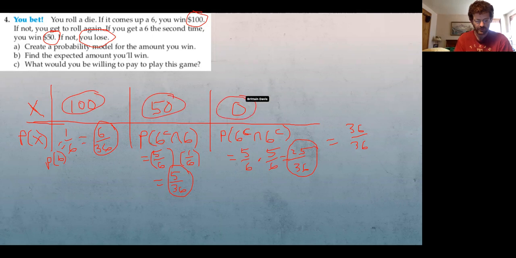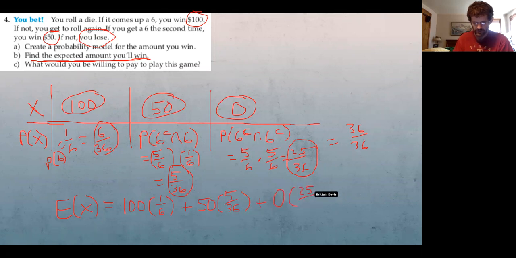So my expected value, the expected amount that we're going to win, we're going to just set this up and then we're going to move on. We're not going to actually calculate this out. So it'd be that 100 outcome times the 1 in 6 probability that it will happen, plus 50 as an outcome times the 5 out of 36, and then 0 as an outcome times 25 out of 36.